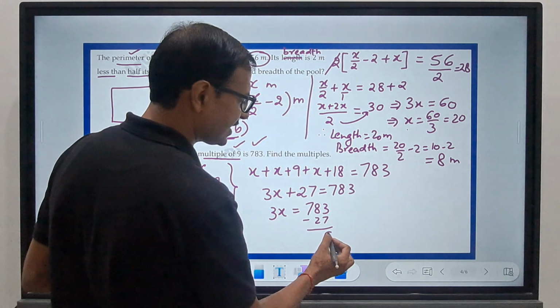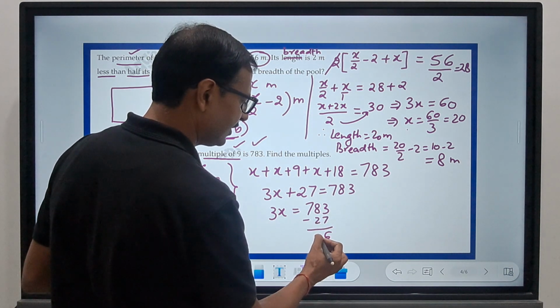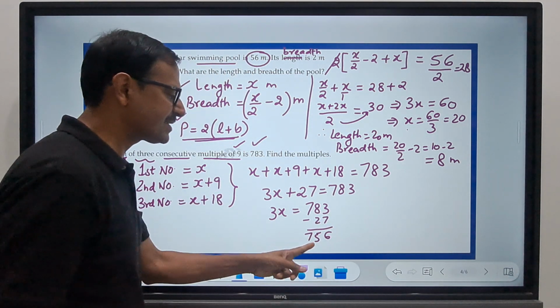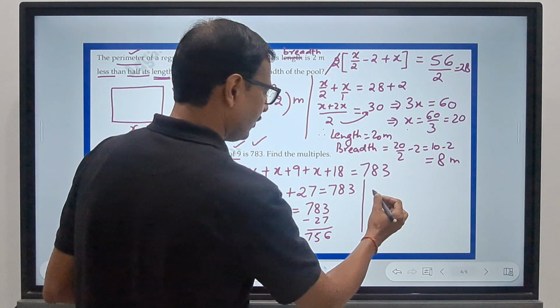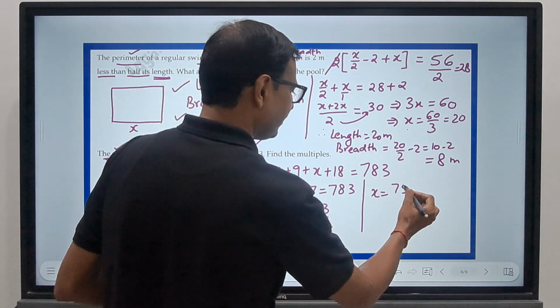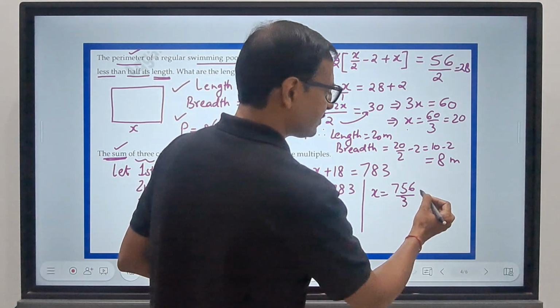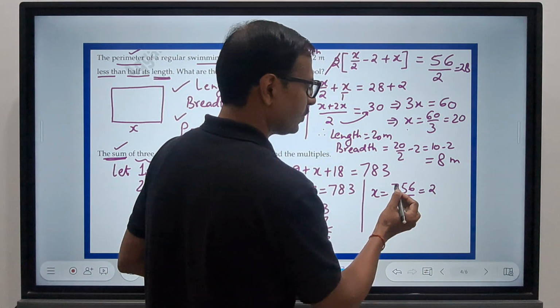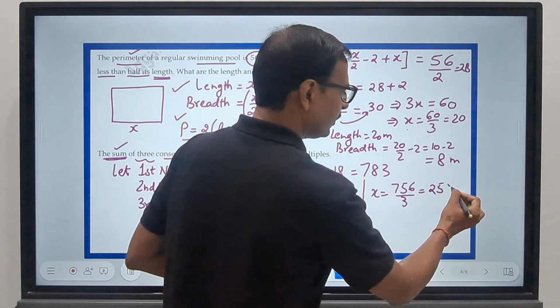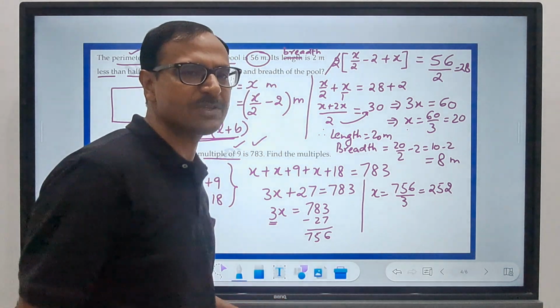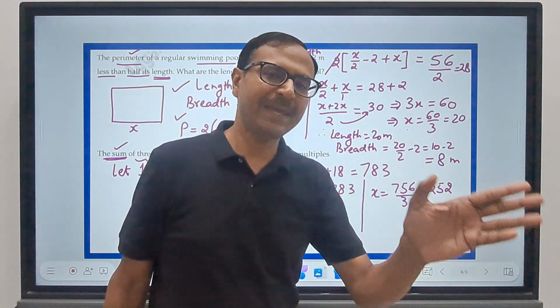13 minus 7 is 6, 7 minus 2 is 5, and so 756. And now the value of x will be 756 divided by this number 3. That gives me 3 2s are 6, so 15 means 5, and 252 happens to be the value of x.